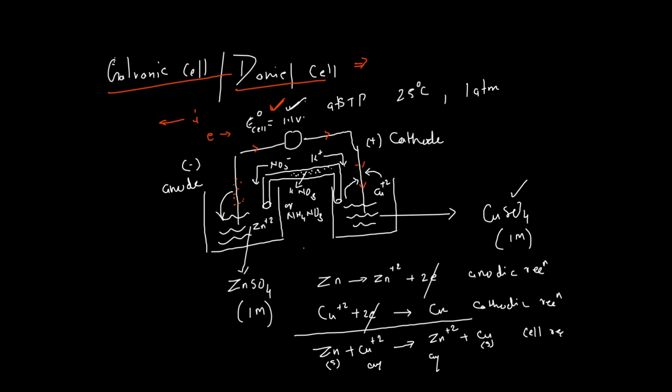And that's how we can set up different galvanic cells with different compartments or different reagents. So if, suppose, instead of zinc some X is given and instead of copper some Y is given, in such cases how can we find out the EMF of the cell? Let us see this.